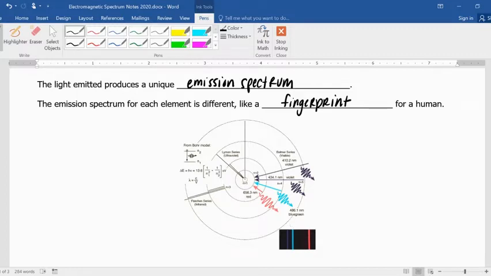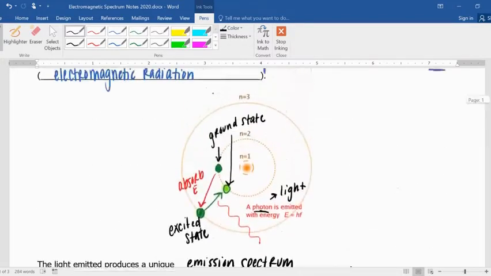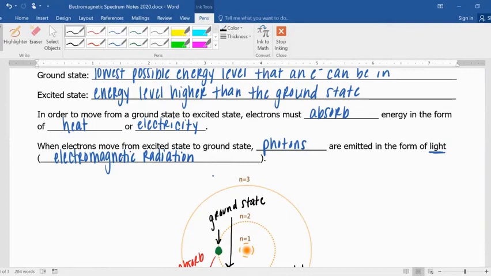And then you can see here, if we were looking at the emission spectrum, this is what it would look like for hydrogen. We will actually get to see some of these emission spectrums a little bit later on, not in our notes today, but in a lab or in a video. So that's the Bohr model, and it explains why we can see light. Going back up to this, photons are emitted in the form of light called electromagnetic radiation.